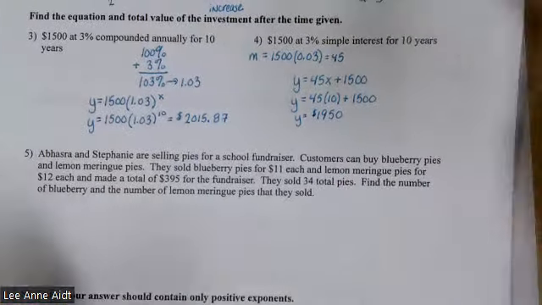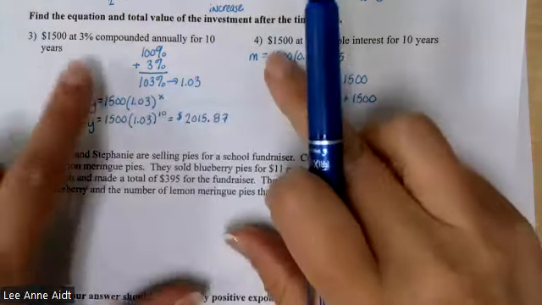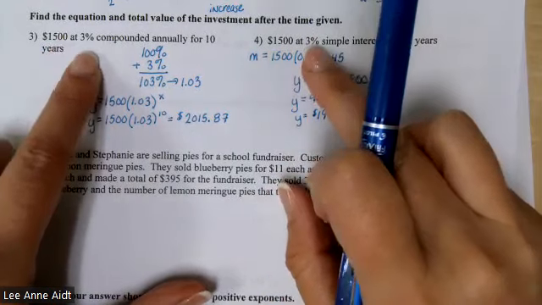1,950. Compound interest should always give you more money than simple interest if you're comparing the same investment amount and the same rate.